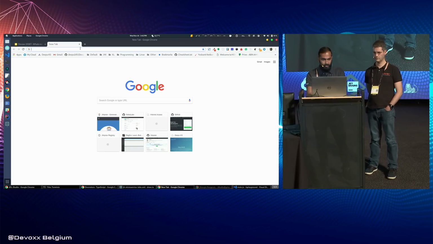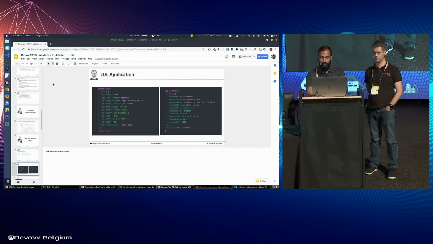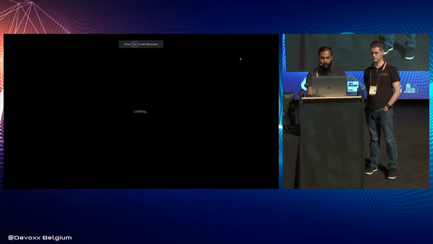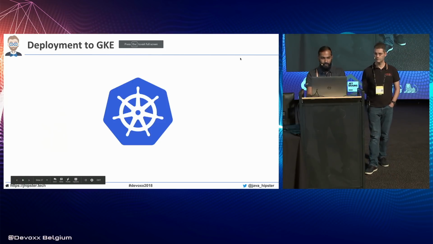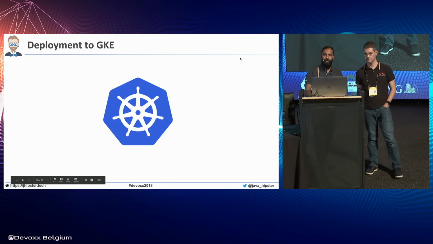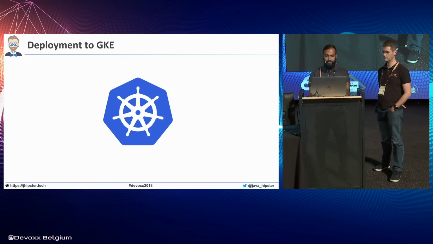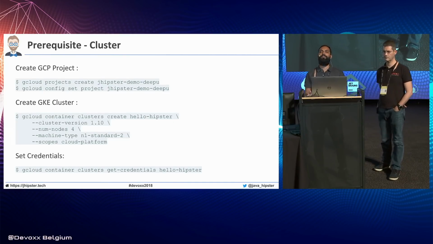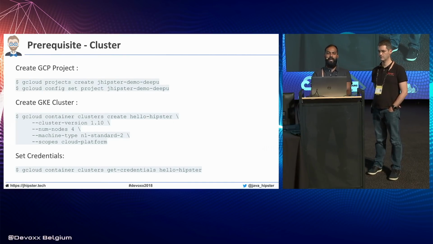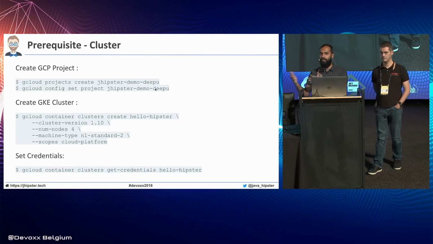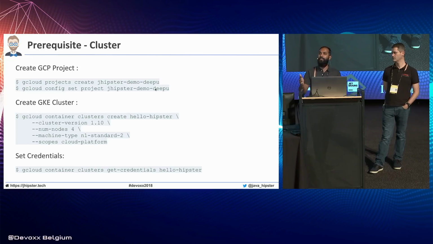I think here. Yeah, this is taking time. So we'll be deploying this to Google Kubernetes Engine today. There are some prerequisites that are required. So you need to have a project. These are the commands that you would use. I'm not going to do these parts because this normally takes around 15 to 20 minutes to create a project and a cluster. So I have already pre-created these.